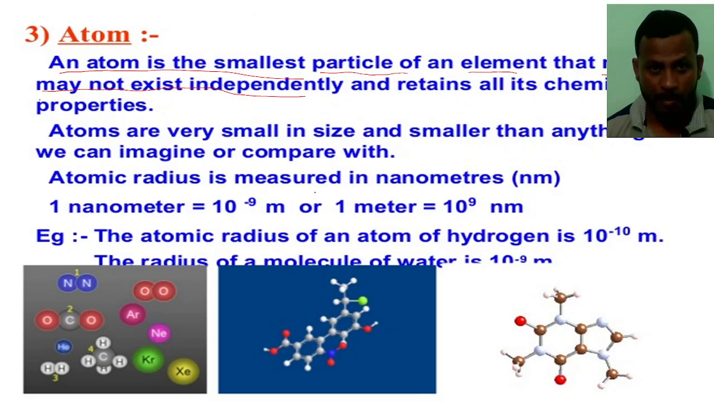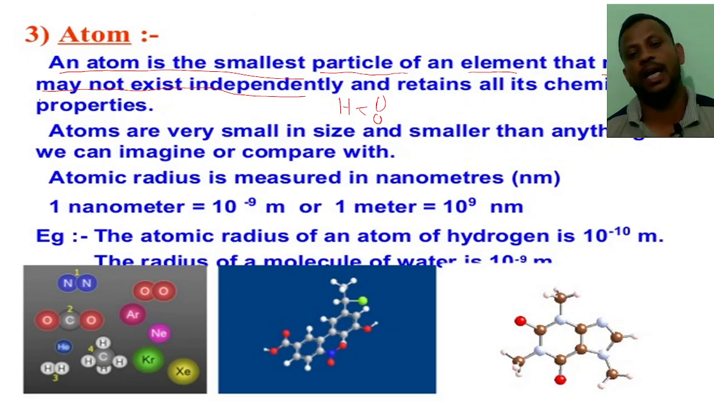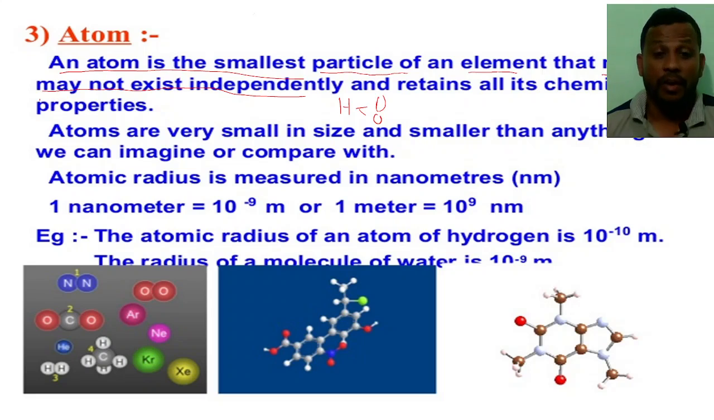Atom, for example, hydrogen. This is the element. The atom of hydrogen may or may not be found independently in nature, with all its properties retained. Next point we can see here.